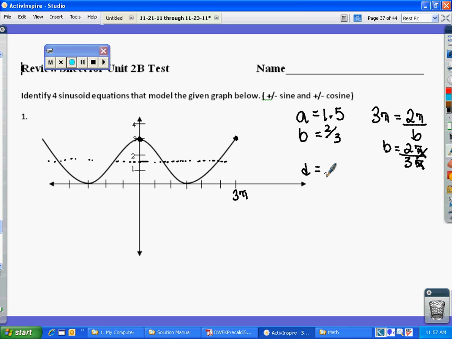Your d value is your vertical shift, so how far is the midline moved up? The midline is moved up 1.5. So all of those are the same. So let's start with the positive sine graph first.